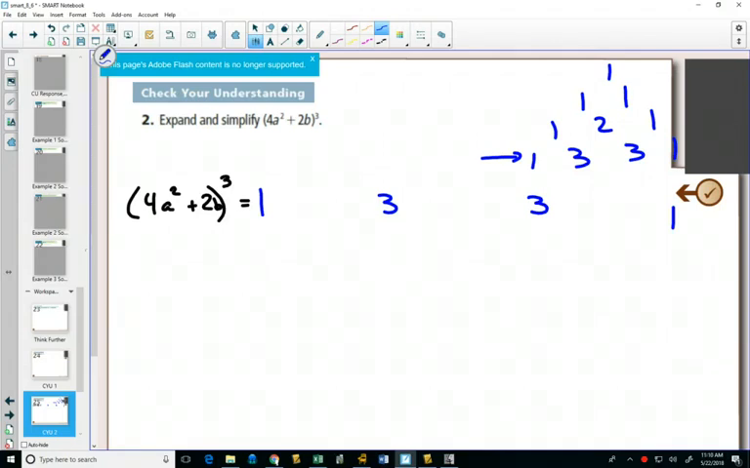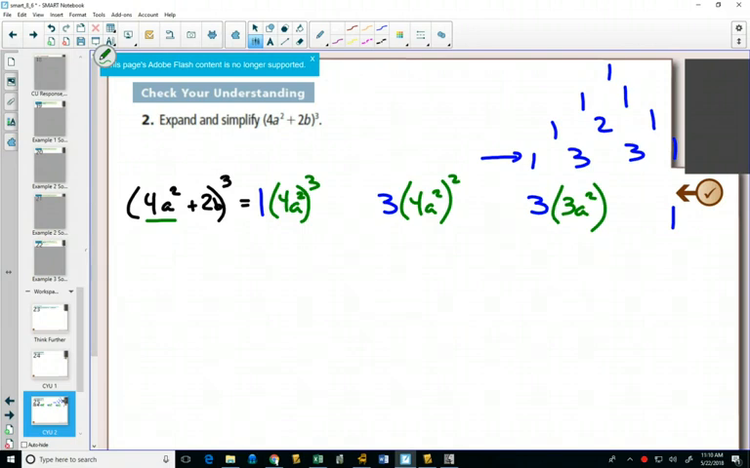My first term is 4a squared. I'm going to underline that in green because I would start with 3 of them, then 2 of them, then 1, and finally none of them in my last term. My second term, which I'm going to do in purple, the 2b, I'm going to start with none of them, then have 1, then 2, and finally 3 of them. Plus signs between each of my terms.